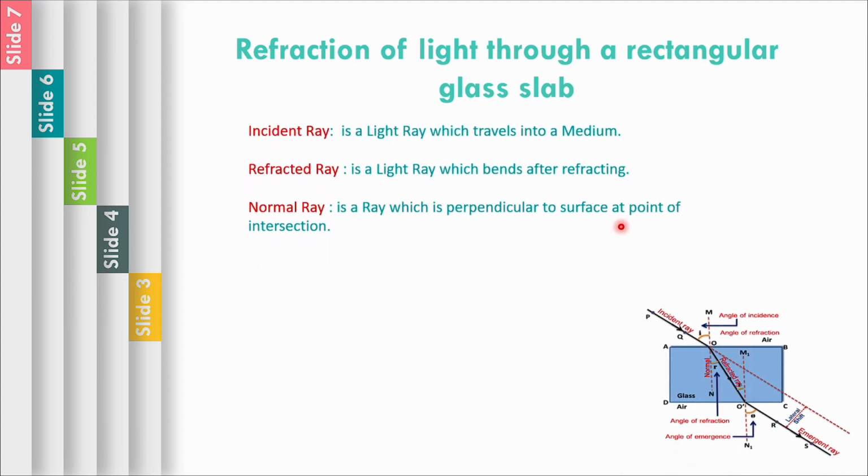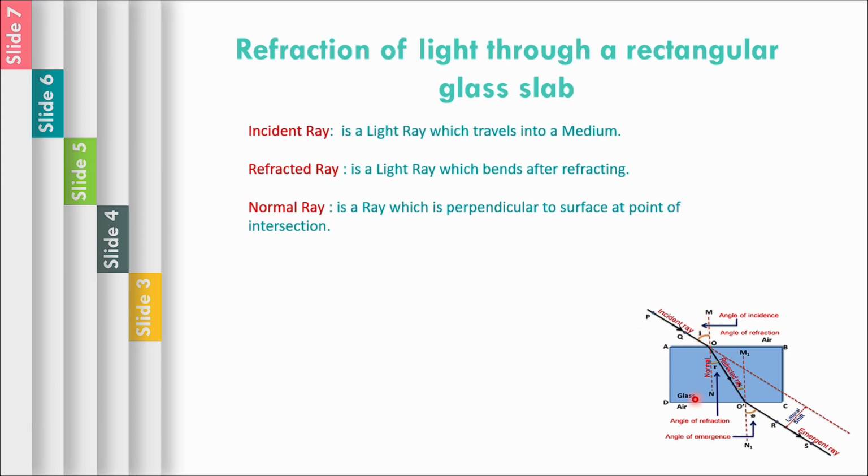So now what are the important terms related to this diagram? One is the incident ray. What is the incident ray? PQ. The incident ray is a light ray which travels into a medium. That is, it is a light ray that travels from air to glass or glass to air. So here it is the refracted ray. It is a light ray which bends after refracting. That is O dash, this one. This is a refracted ray.